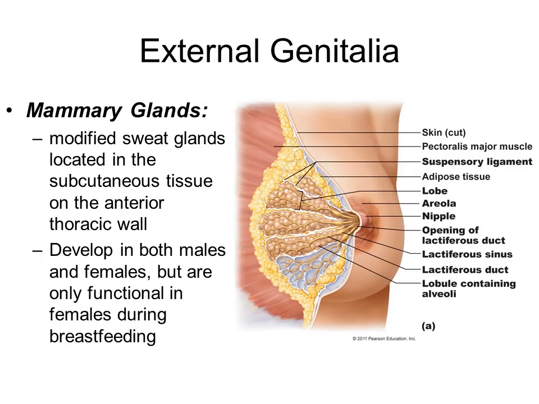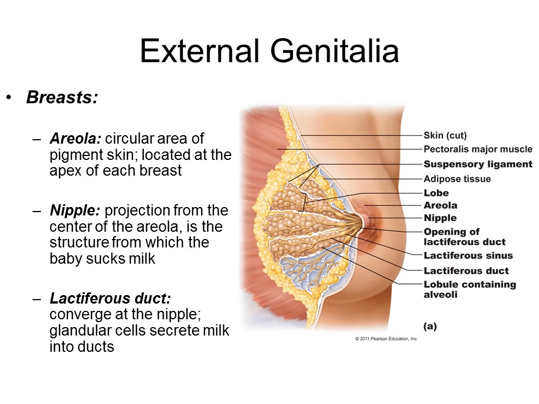Mammary glands are modified sweat glands. They do develop in both the males and females, but they're only functional in females and only when female is breastfeeding. On the breast, the circular pigmented skin right by the nipple is the areola. The nipple is in the center of the areola, and that's obviously where the baby's going to be sucking and obtaining the milk from. The breast contains several ducts. They're called the lactoferous ducts, which are glands that secrete milk into the ducts, and they all will converge at the nipple.